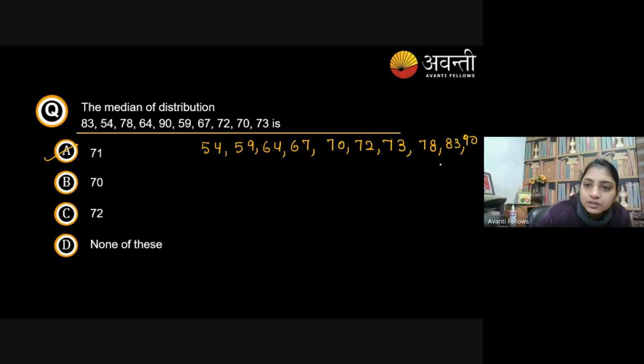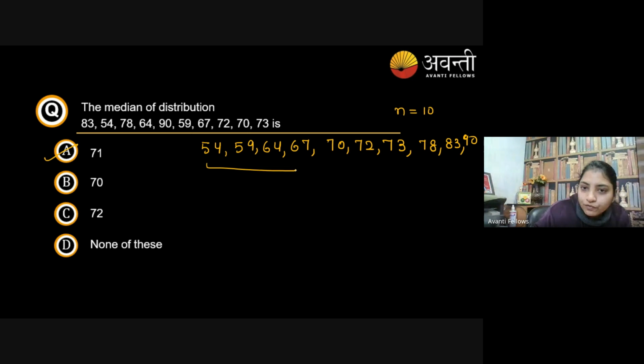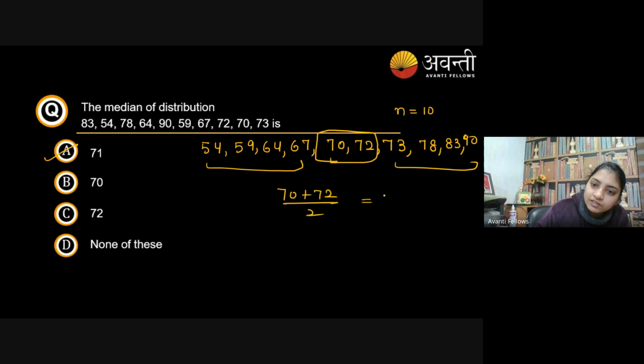How many total terms are there? N is how much? 10. So I can just give 4 from the starting, 4 from the end. It means 2 terms are there in the middle. So (70 + 72) divided by 2. So 71 is the correct answer.